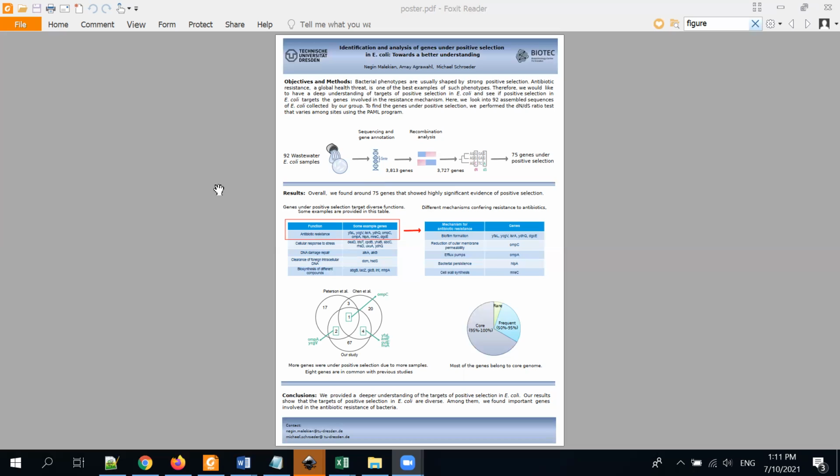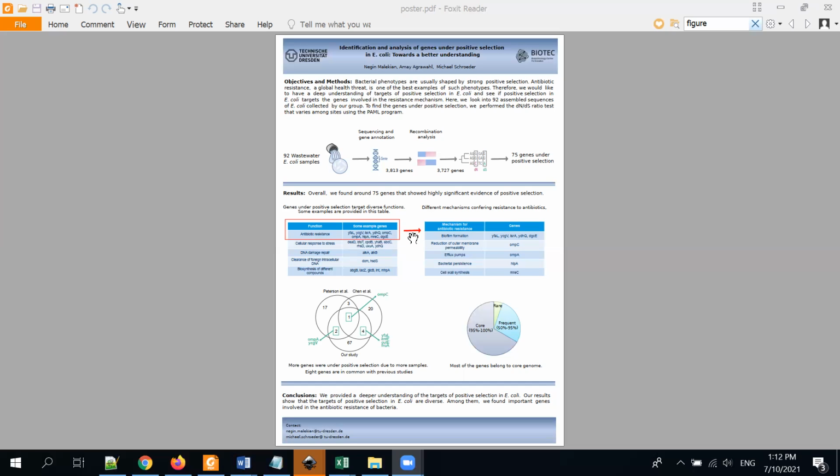Now, let's look at the function of these 75 genes. As you can see in the first table, the targets of positive selection are diverse. So, for example, they are targeting antibiotic resistance, cellular response to stress, DNA damage repair, and so on. Among these functions, we are more interested in antibiotic resistance because it is a global health threat.